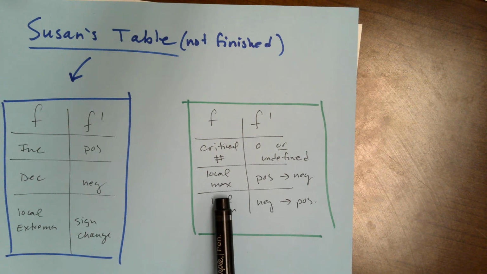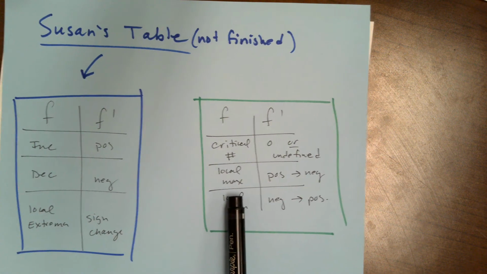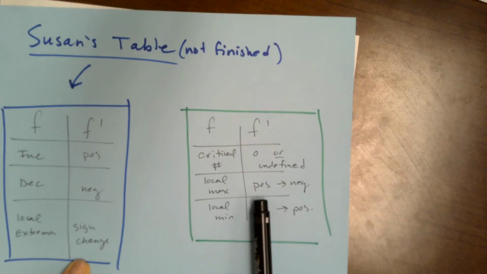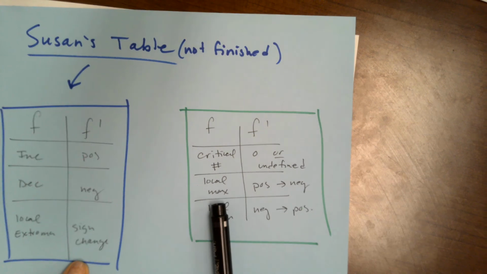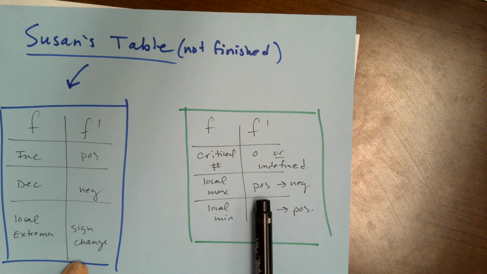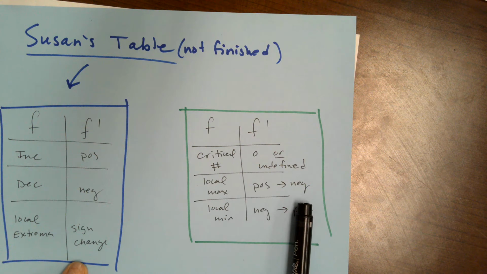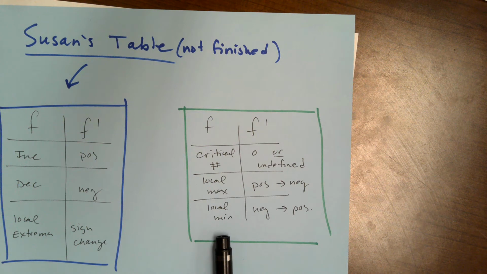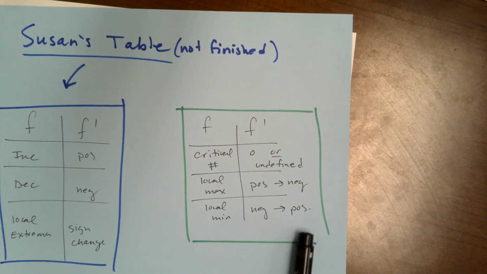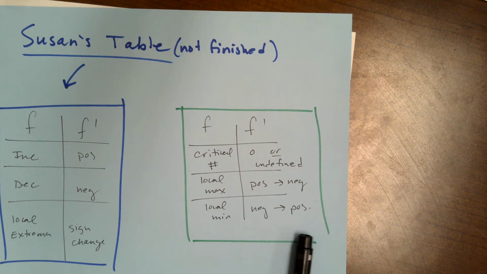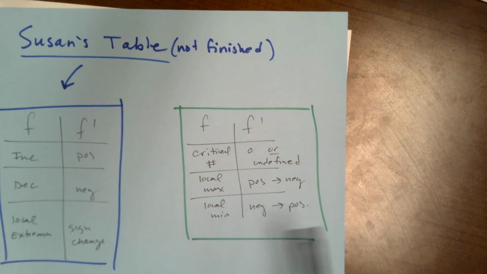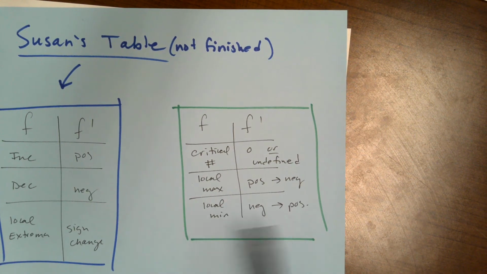A local max on F, a max is a type of extrema, so there's going to be a sign change, but over here I just laid out the specific type of sign change. So a local max on F will correspond to a positive to negative sign change on F prime. And then a local min, which is another type of extrema, so we're going to see a sign change, corresponds to a negative to positive sign change on F prime. Please think about these things also, like think about why. If it's not clear automatically why these should correspond, please take a moment to think about it.